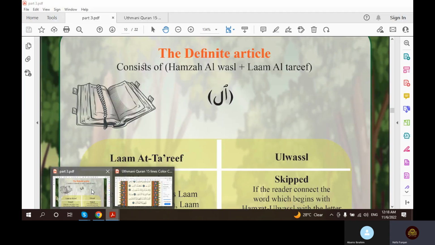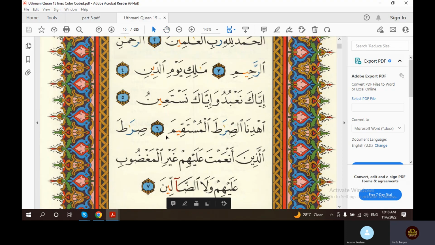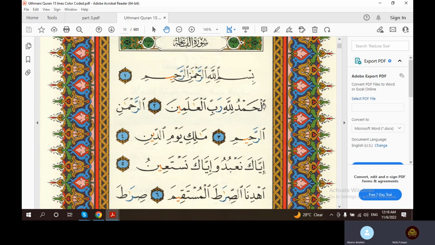I can write on the white paper, but I'm not writing on the white paper because I'm giving you live examples in the Quran. Okay, do you see this? Yes. Check this. This is Hamzatul Wasal. How do I know it's Hamzatul Wasal? Because there is a small sod on it, right? Yes. The Lam after Hamzatul Wasal is called Lam at-Tarif, right? So this one is called Lam at-Tarif. The Lam after Hamzatul Wasal is known as Lam at-Tarif. Do you get it? Yes.